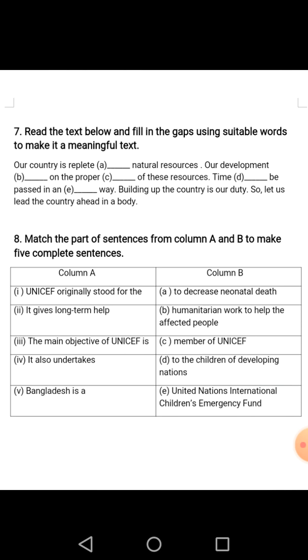Our country is replete, gap. Here is a gap. Natural resources. Our development, number B, gap on the proper. Number C, gap of these resources. Time. Number D, gap be passed in an. Number E, gap way. Building up the country is our duty, so let us lead the country ahead in a body.